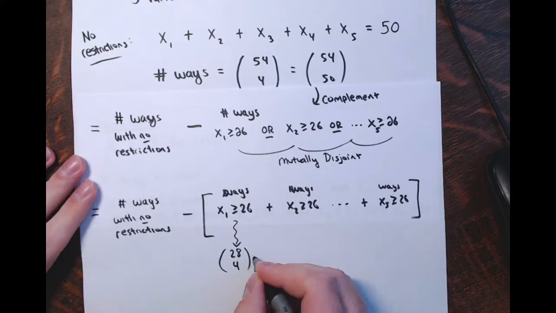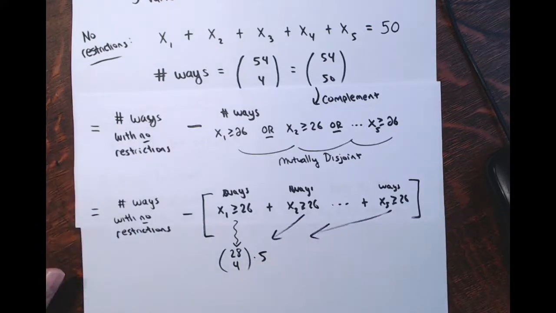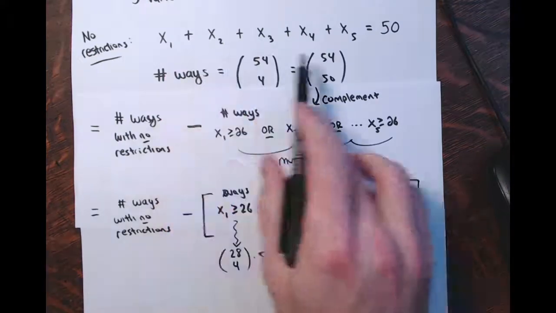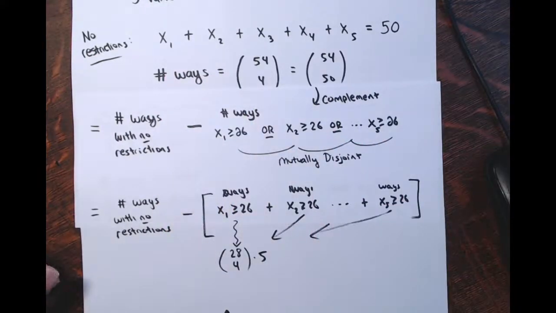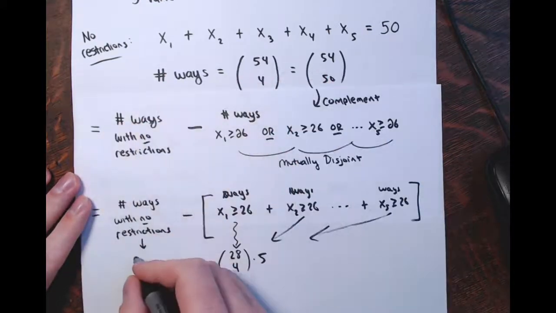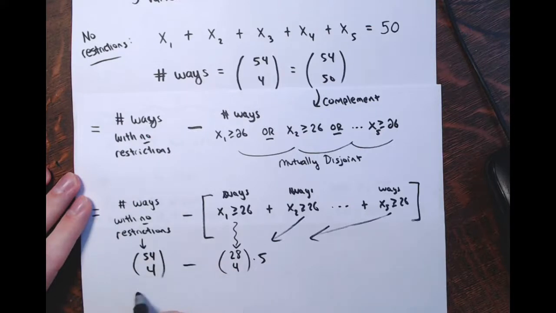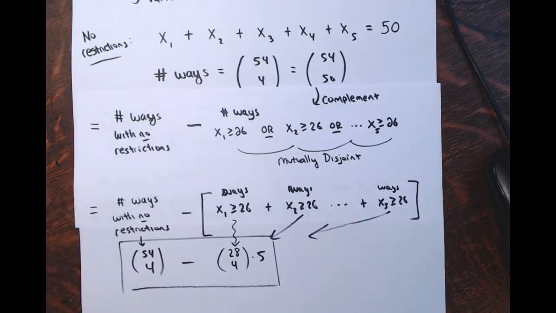And again, times 5, right? Each of these would be the same, because if I give 26 to x2, it would be the same problem. And this I found earlier: the number of ways to do it with no restrictions at all would be 54 choose 4. And then I subtract 28 choose 4 times 5.